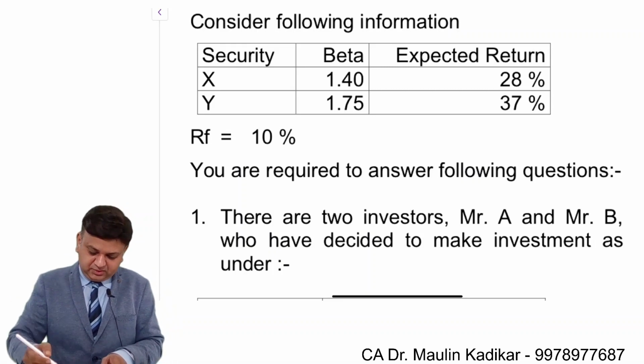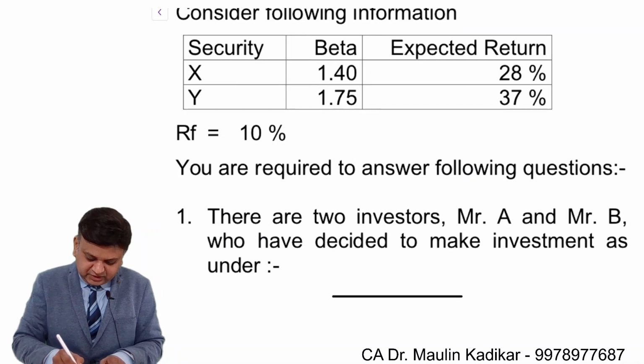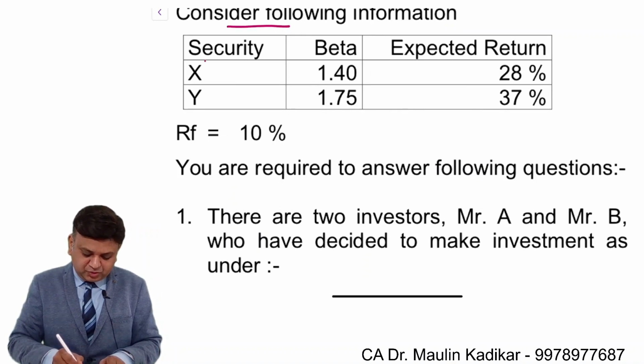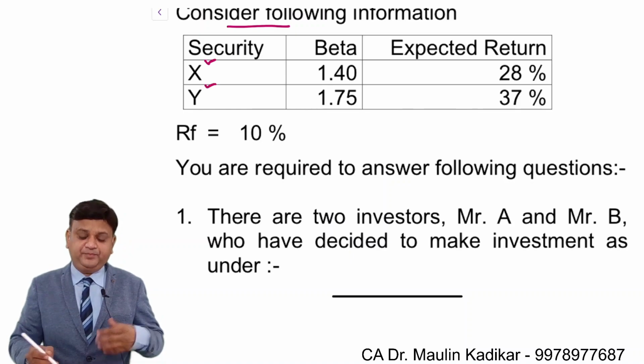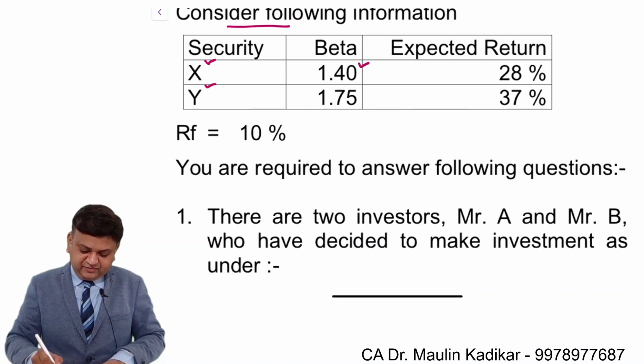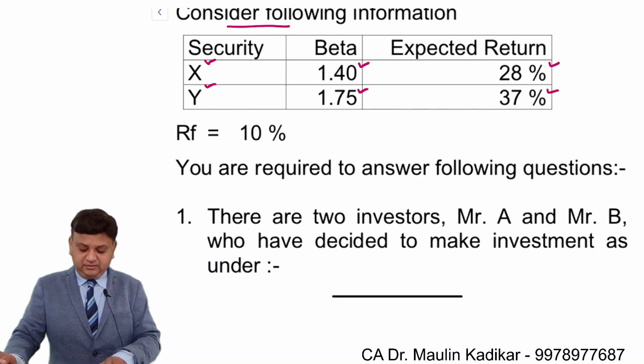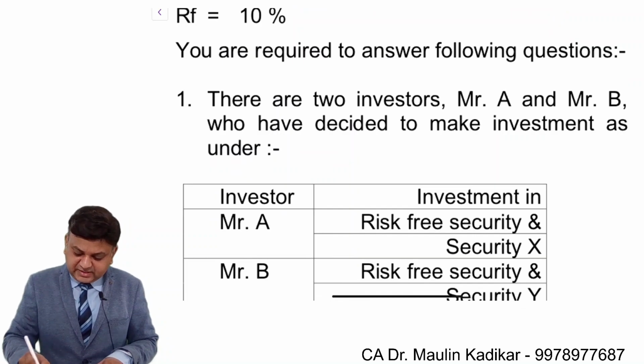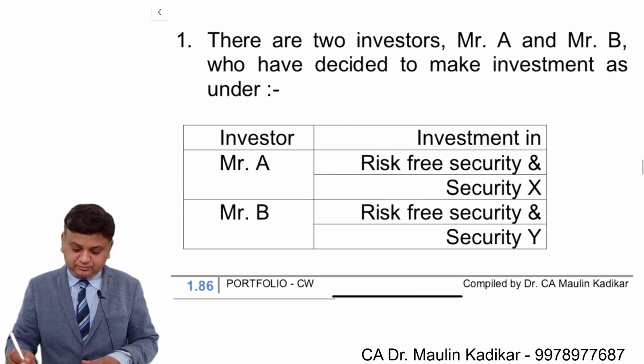Let us see the next question. Consider the following information. Information is given about two securities X and Y. Beta information is given, 1.4 and 1.75. Return is provided as 28 and 37. The risk-free rate of return is 10%. You are required to answer the following questions.